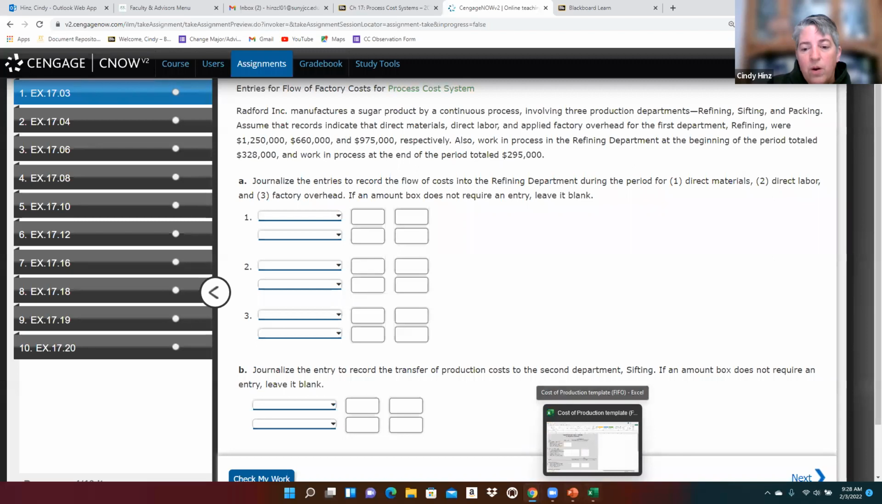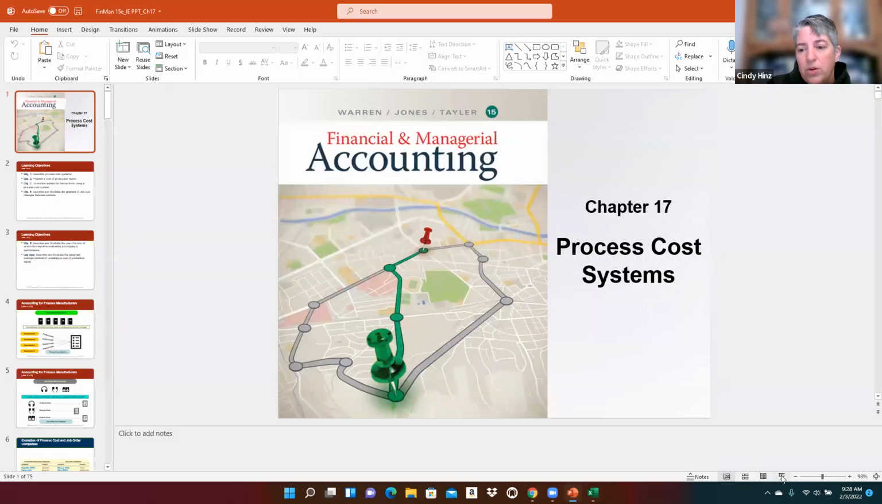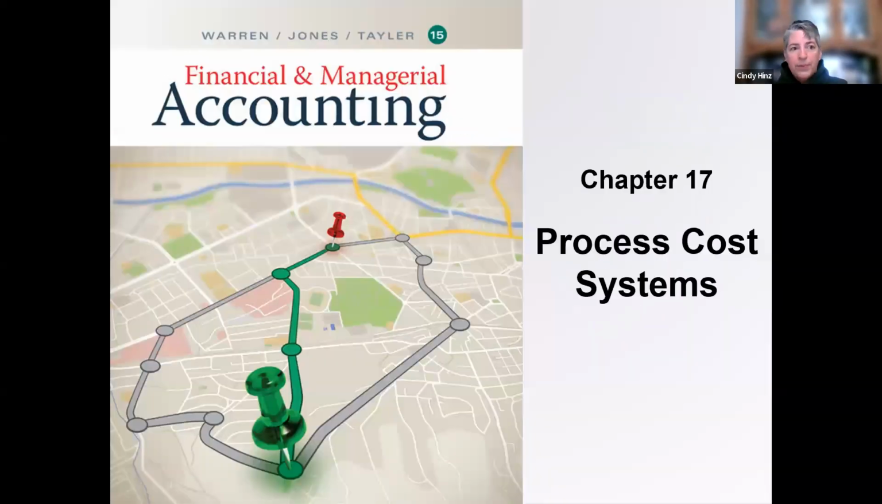Before we start the new chapter though, is there anything anyone wants to ask about Chapter 16 that maybe wasn't from the problem? Anybody with questions? All right. Let's start our new chapter then.